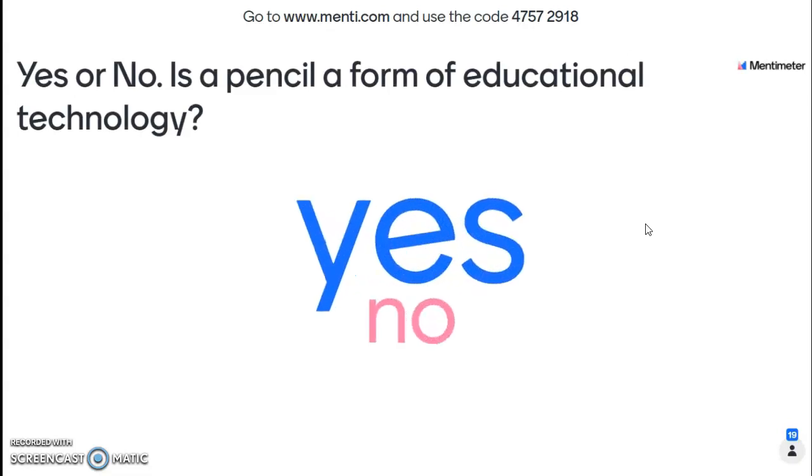All right, is a pencil a form of ed tech? The majority of people said yes, it is a form of ed tech. If you don't believe in that, that is perfectly fine. You may say at one time it was education technology, but my definition of education technology involves some sort of computer-based work, involves binary code, what have you. Just make sure that whatever stance you take on anything, that you can justify it. That's very important.